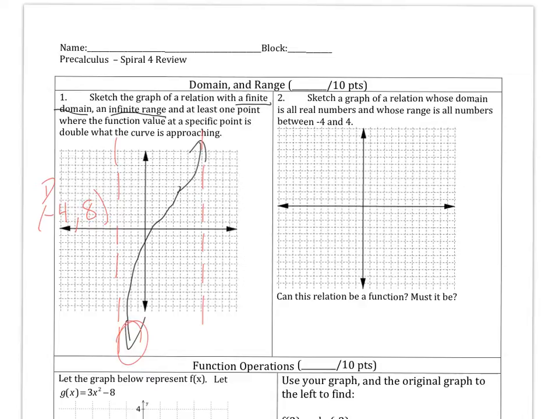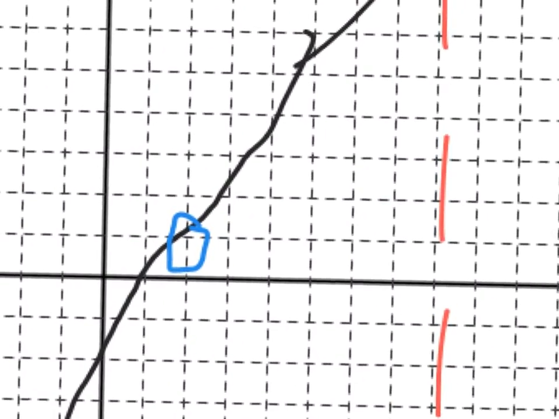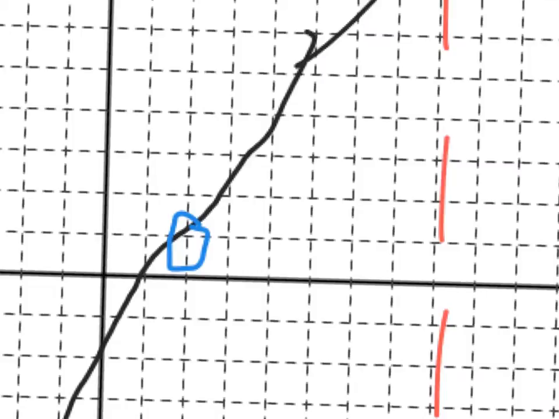All right. The last piece of this is that a specific point is double what the curve is approaching. That is super confusing. What that means is, let me zoom in. Oh, that's not zooming. I'm going to undo and go to the finger button so I can do this. If I'm approaching this value here from both sides, and let's say this is the point (2, 1), what this is trying to get you to think about is, I can't erase what I already did, what if there's a hole in the graph here?